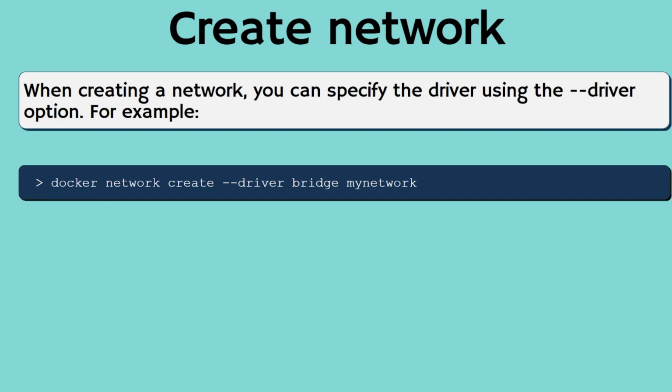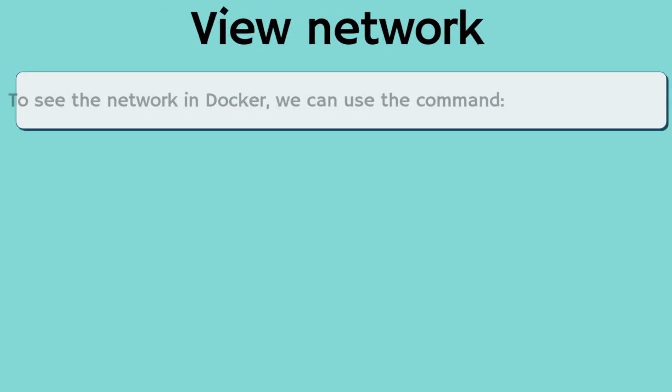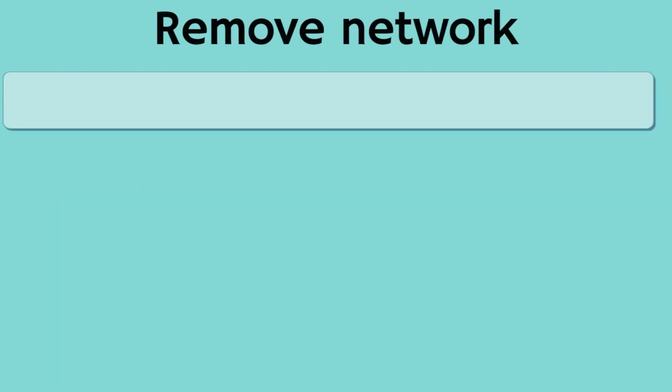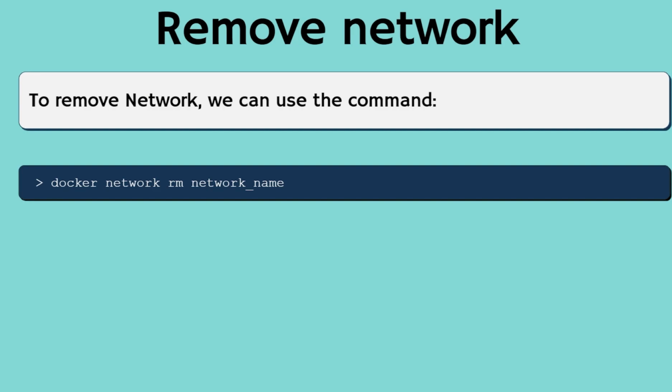When creating a network, you can specify the driver using the driver option. For example, docker network create --driver bridge my-network. To see the networks in Docker, we can use the command docker network ls. To remove a network, we can use the command docker network rm network-name.